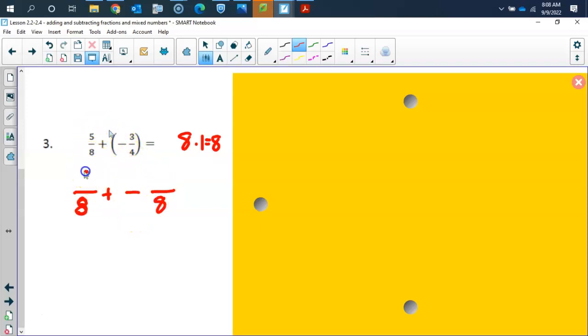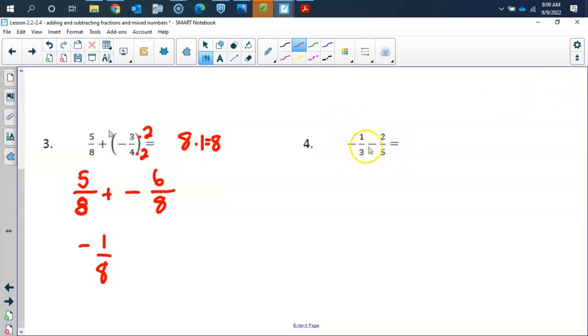First fraction, I don't have to change at all. Second one, what do I have to multiply 4 by to turn it into 8? I have to multiply by 2. So 3 times 2 is 6. So I have 5/8 plus negative 6/8. Well, if you have $5 and you owe me 6, that'll be negative 1/8. Okay, signs are different. We subtract and take the sign of the larger. All right, last problem. Try 4. Go.